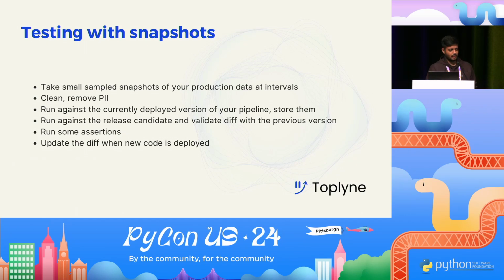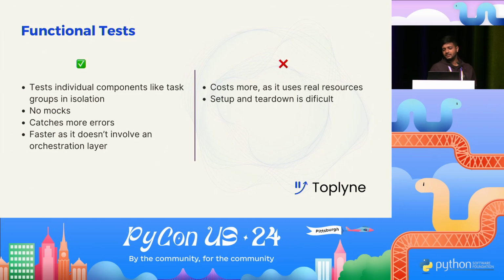Next up, once you have set up a nice end-to-end testing, but they are a little slow to run, we have something called functional testing. What we do there is it will help you run a group of tasks in isolation. We don't have mocks, but we execute code as if your orchestrator is going to execute it. It's faster and cheaper than an end-to-end test.